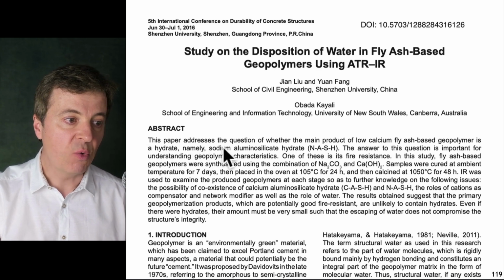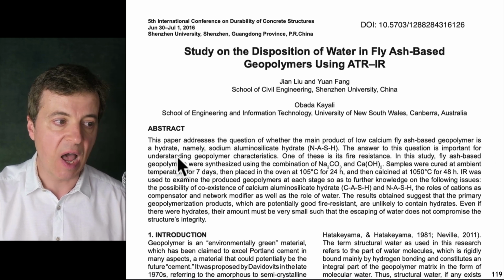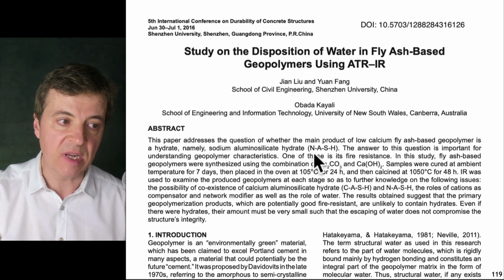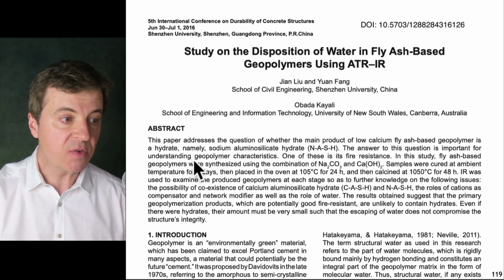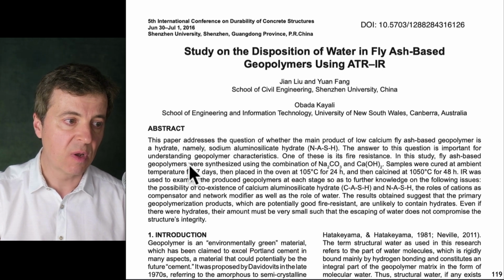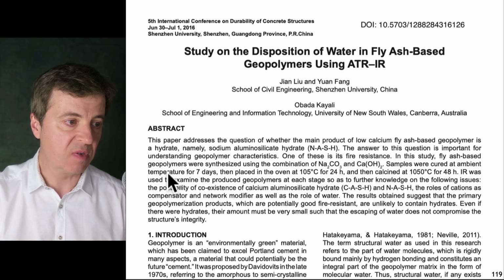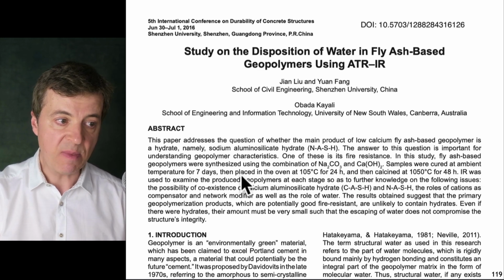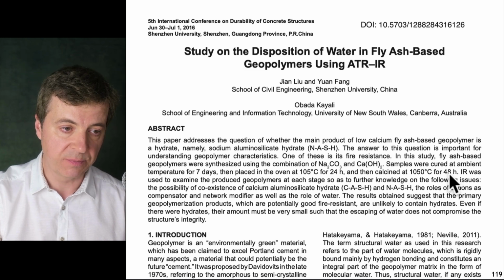This paper addresses the question of whether the main product of low calcium fly ash based geopolymer is a hydrate, namely sodium aluminosilicate hydrate, NASH? The answer to this question is important for understanding geopolymer characteristics. One of these is its fire resistance. In this study, fly ash geopolymers were synthesized. Then the samples were cured at ambient temperature for 7 days, then placed in the oven at 100 degrees Celsius for 24 hours, and then calcined at 1000 degrees for 48 hours.